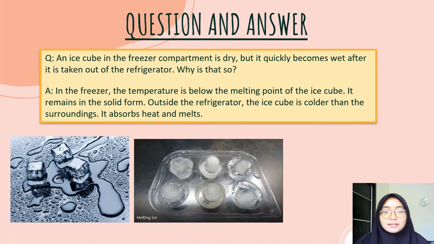So I prepared some questions and answers for this topic. The question: an ice cube in the freezer compartment is dry, but it quickly becomes wet after it is taken out of the refrigerator. Why is that so? The answer: in the freezer, the temperature is below the melting point of the ice cube. It remains in the solid form. Outside the refrigerator, the ice cube is colder than the surroundings. It absorbs heat and melts.